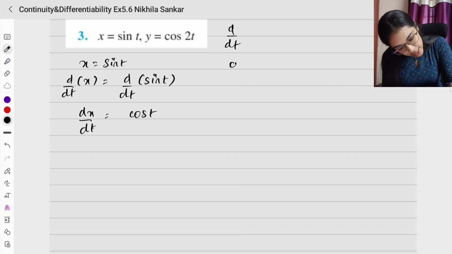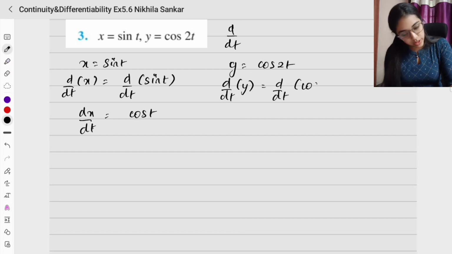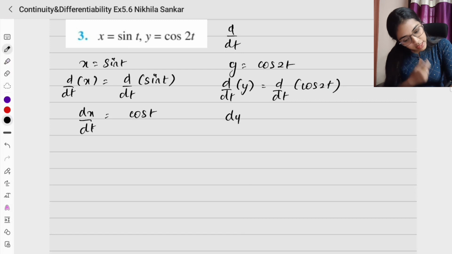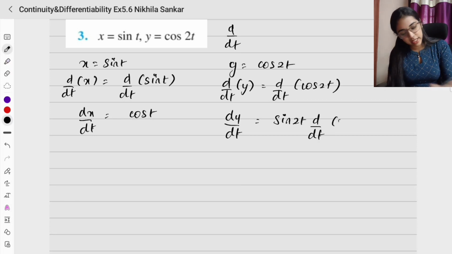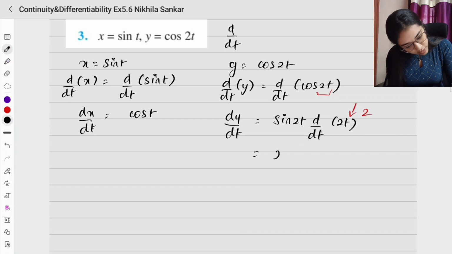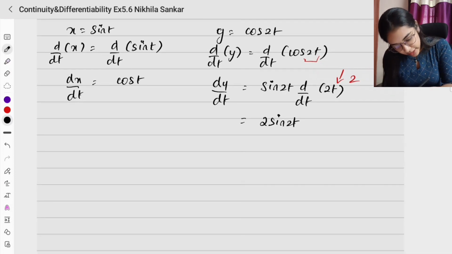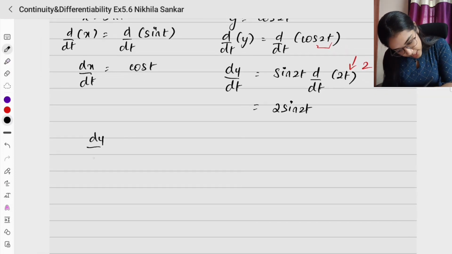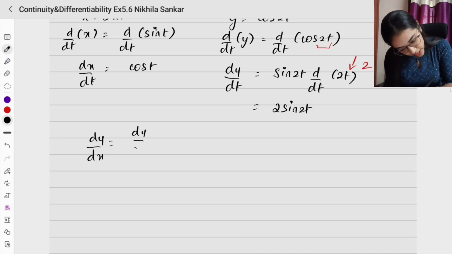So y equals cos 2t, d by dt of y equals d by dt of cos 2t, dy by dt equals d by dt of cos theta is going to be minus sin theta, so sin 2t, but I need to further do d by dt of 2t. Correct? It is not just t. I have a 2t. Remember, you need to differentiate that also. So d by dt of 2t is going to be simply 2. So I have 2 sin 2t. Okay, so further, dy by dx equals dy by dt divided by dx by dt.